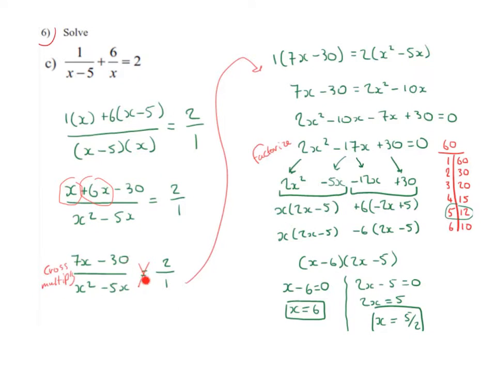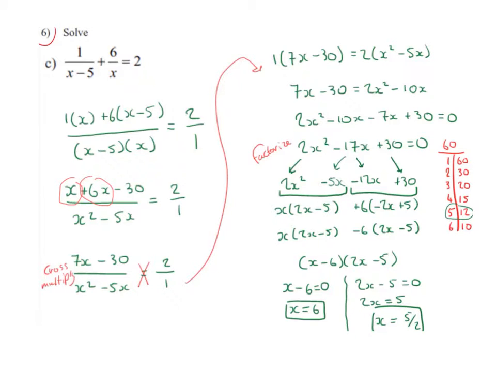The top left gets multiplied by the bottom right, or the numerator on the left gets multiplied by the denominator on the right, and then the top right gets multiplied by the bottom left, or the numerator on the right gets multiplied by the denominator on the left. Okay, so I'm going to do this up here. So it's going to be 7x minus 30 multiplied by 1. So we've got 1 times 7x minus 30. And then it's going to be x squared minus 5x multiplied by 2. So it's going to be 2 times x squared minus 5x.